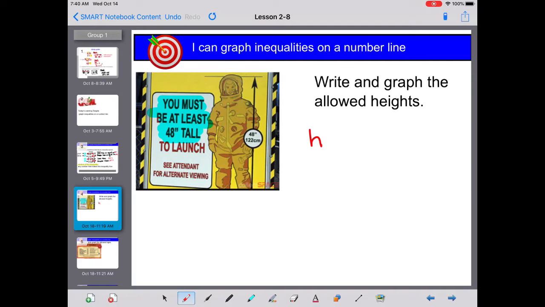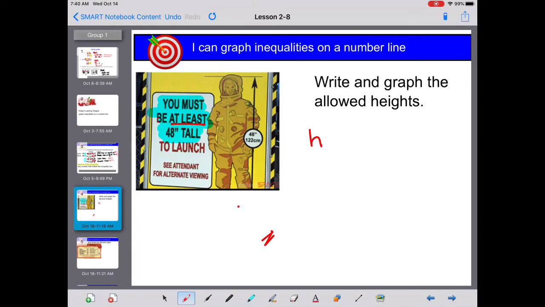So my height needs to be at least. Well, what does the word "at least" mean to you? The best way to figure out if that is a less than or equal to, greater than or equal to sign is to start giving yourself some scenarios close to 48 and seeing which ones would allow you to participate in the ride.